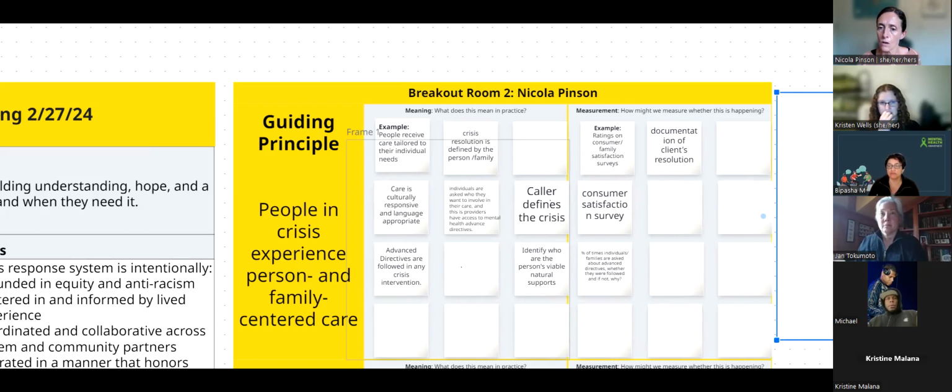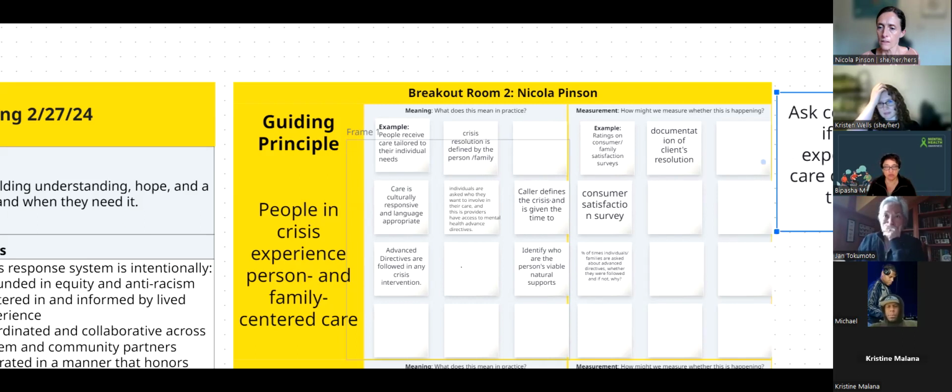So let's give it a try here. What would you like to include? I was just saying, ask consumer if they experience care centered to them. But as I'm typing, it's not getting smaller the way it was when Jamie was typing, adjusting in real time. Mine is not, so that's why I was confused. Here we go. Now yours is. Okay.